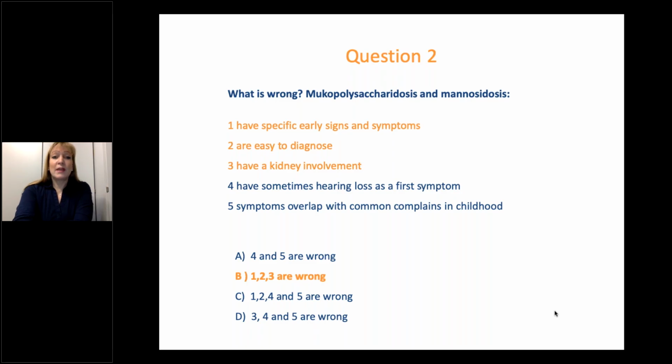So what is wrong? They have no early sign and symptom that is specific. This makes it so difficult to diagnose. It is not easy to diagnose. This is the next. And actually, nobody knows why, but MPS patients have no kidney involvement. For sure, they have sometimes hearing loss as first symptom, and the symptoms overlap with common complaints in childhood. This is correct.